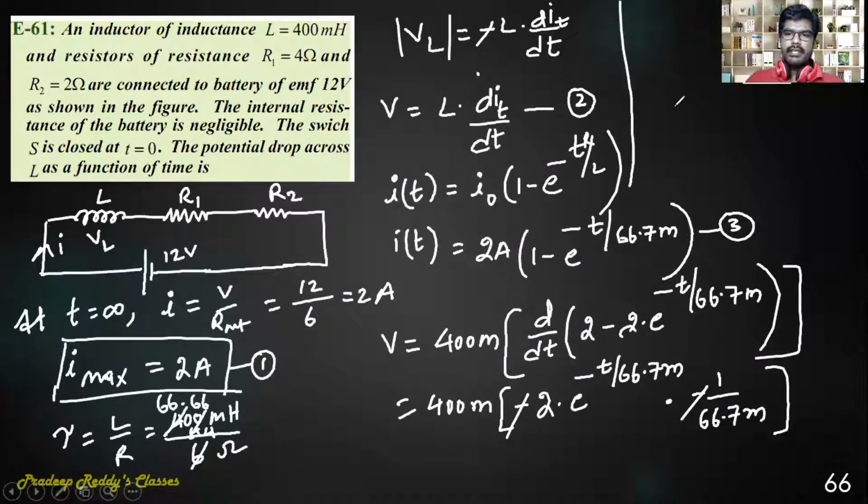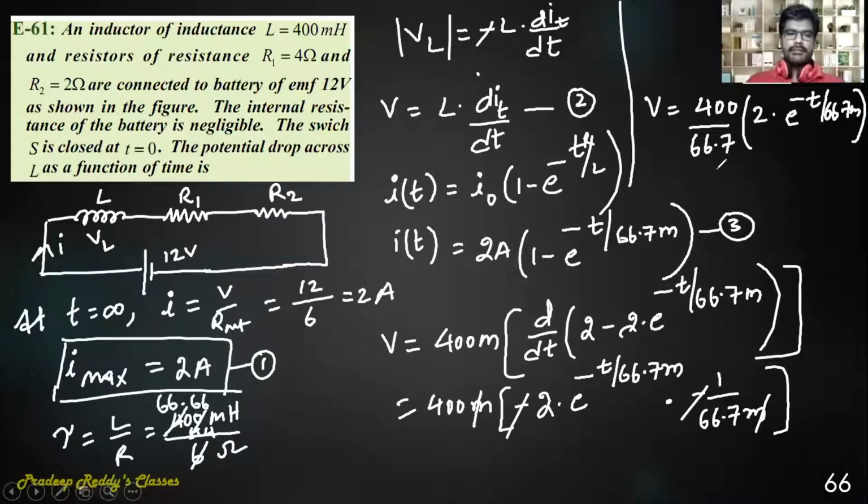Leftover will be V, which is equal to, this milli and this milli gets cancelled, 400 divided by 66.7 into 2 into e power minus t divided by 66.7 milli. So 400 divided by 66.7 you can write as 6. V will be equal to 6 into 2, that is 12, into e power minus t by 66.7 milli.